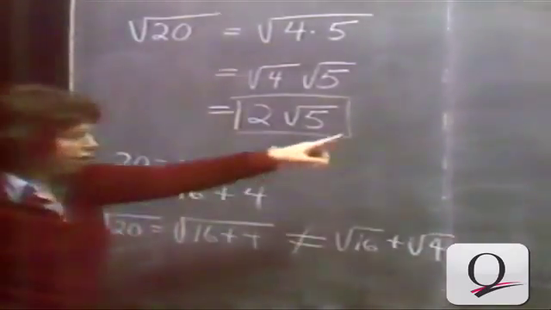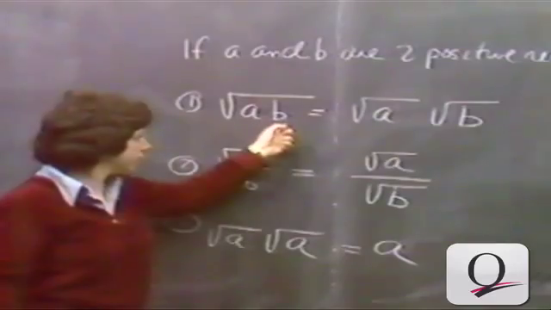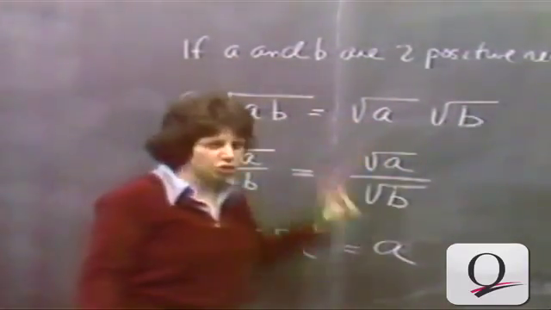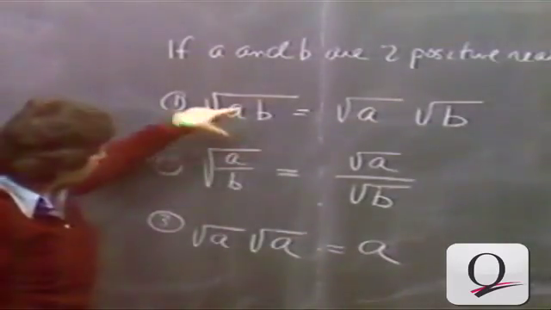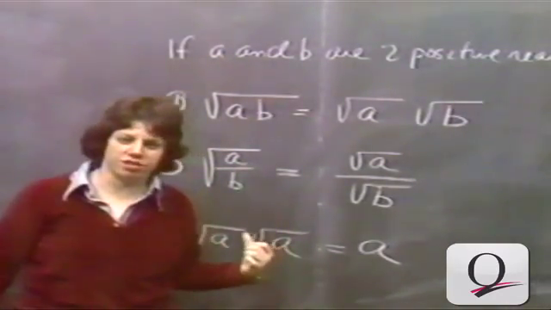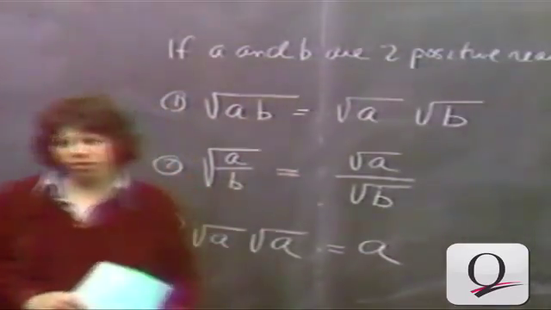Let's go back to our properties of radicals. The square root of a product is equal to the product of the square roots. The square root of a quotient is equal to the quotient of the square roots. It only works for products and quotients. It does not work for sums. It does not work for differences. Only for multiplication and division, not for addition and subtraction.